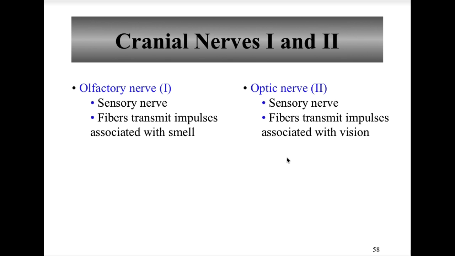And here we have cranial nerves 1 and 2. So cranial nerve 1 is the olfactory nerve, and it plays a role in the sense of smell. It's sensory only.